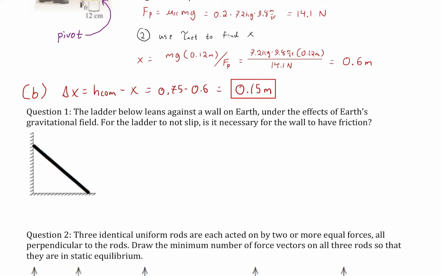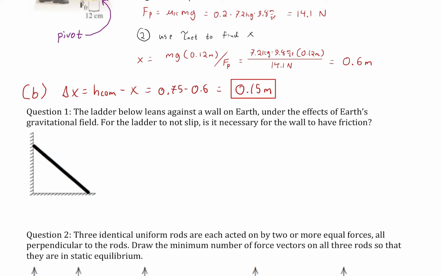Okay, so question 1. This is the first concept question, and this is an interesting one. The ladder below. A ladder, by the way, is also one of those common types of static equilibrium problems. And I do have a more complicated version of a ladder problem, but I'll show you that as our last example. So here we have a ladder. It's leaning against the wall on Earth under the effects of Earth's gravitational field. I want to be very specific there.